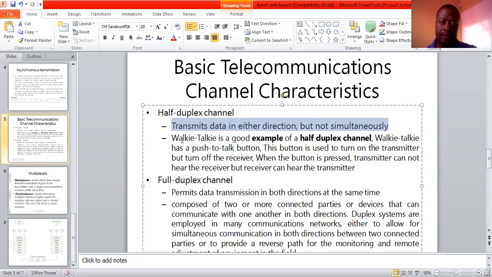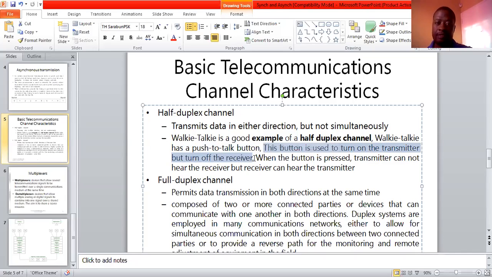So an example of half duplex is a walkie-talkie, a good example of a half duplex channel, where you push the button, and this button turns on the transmitter and turns off the receiver. So when you turn on the walkie-talkie, it turns on the transmitter but turns off the receiver, because the two cannot talk at the same time.